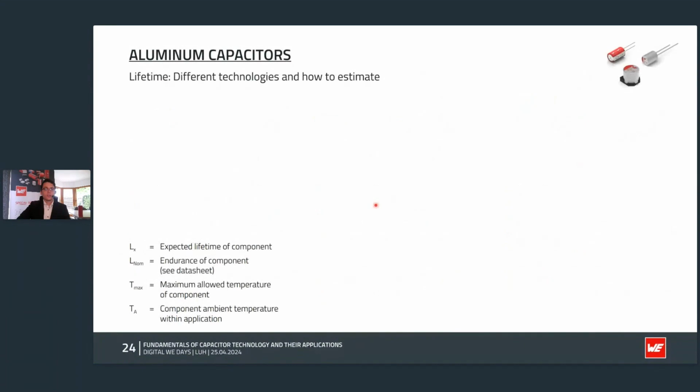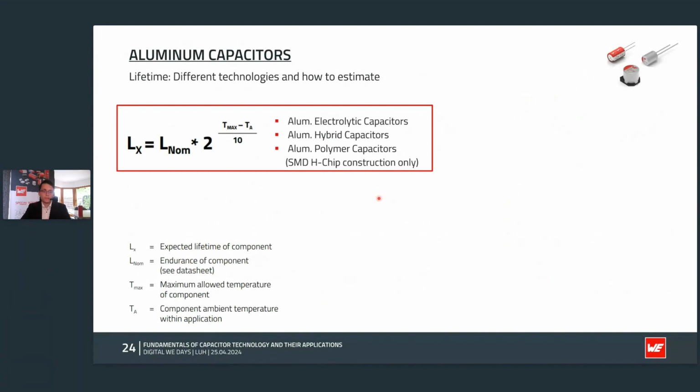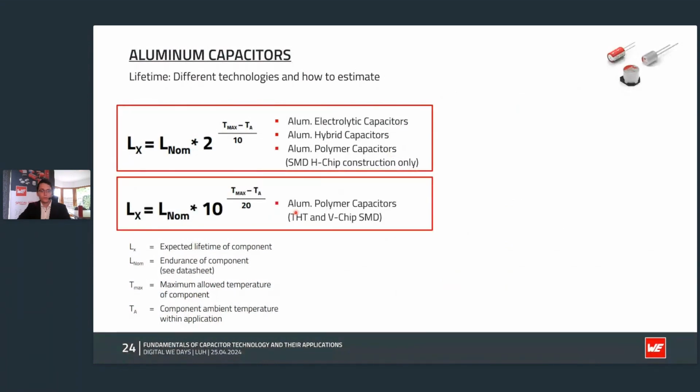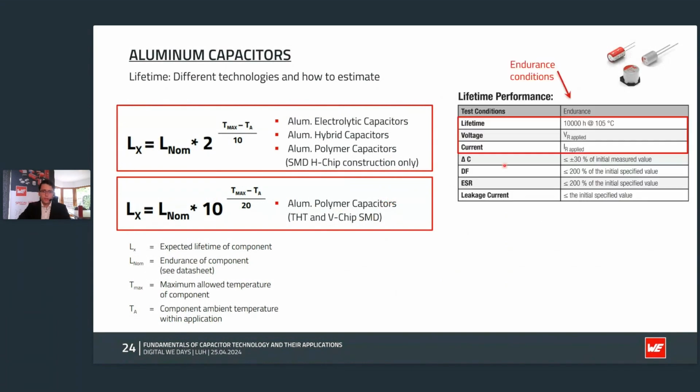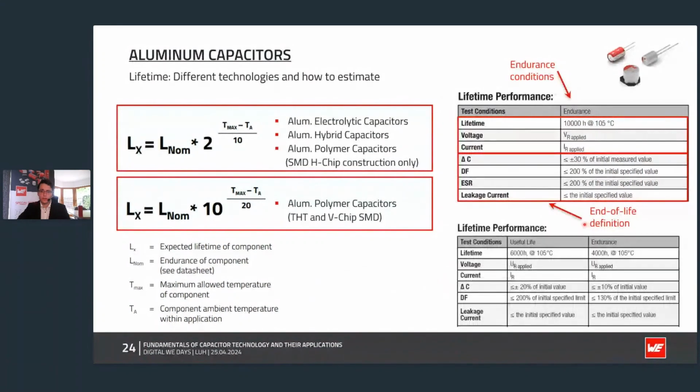If we talk a little bit about the lifetime, basically we have the classic Arrhenius formula, which is valid for aluminum electrolytic, aluminum hybrid polymer, and aluminum polymer H-chip capacitors. Then we also have the other lifetime formula, with factor 10, which is valid for aluminum polymer THT and B-chip SMT. You will also find the definitions of how the lifetime is defined in the datasheet, at least for the new datasheets. And we also have some end-of-life definitions here.